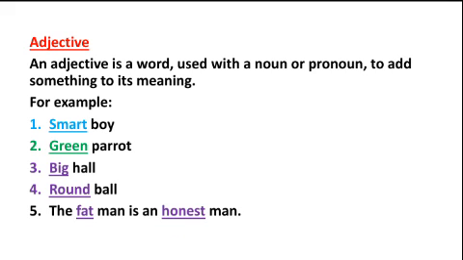Okay, next example. The fat man is an honest man. Now in this sentence we are talking about a man. What we are describing about him, that is fat and an honest man. So fat and honest are adjectives. Is it clear to all?